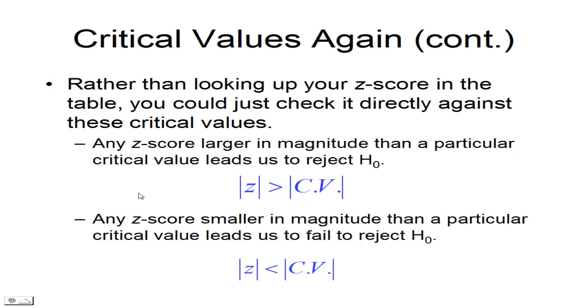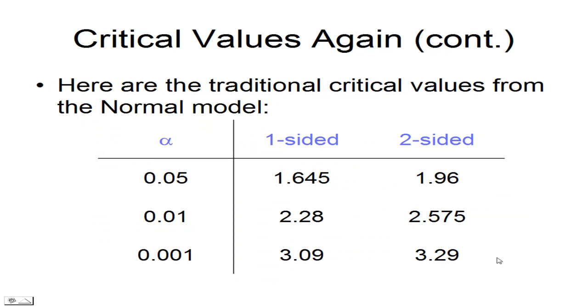Any z-score smaller in magnitude than a particular critical value leads us to fail to reject the null. Again, if the absolute value of z, our test statistic, is less than the absolute value of our critical value, then we would fail to reject. Here are some traditional critical values from the normal model. For an alpha of 0.05, one-sided is 1.645. For two-sided, it's 1.96. For 0.01, one-sided would be 2.28. For a two-sided test, it would be 2.575, and so on.